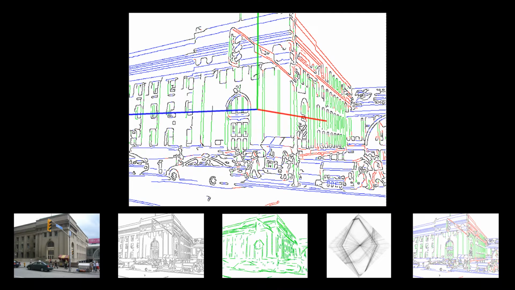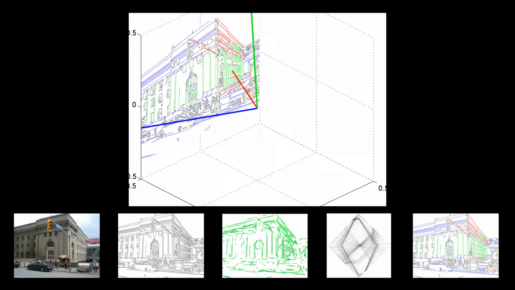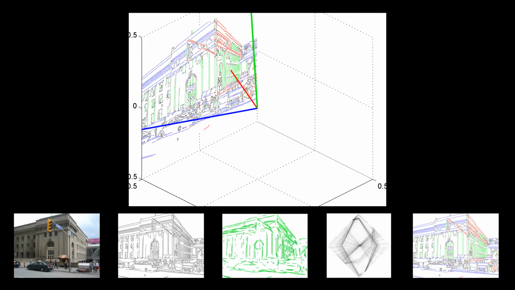We propose a fast approach to finding three orthogonal vanishing points by using internal camera parameters and the diamond space values.